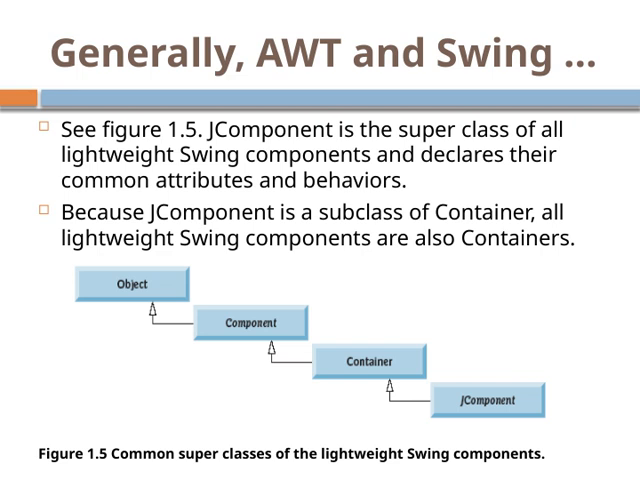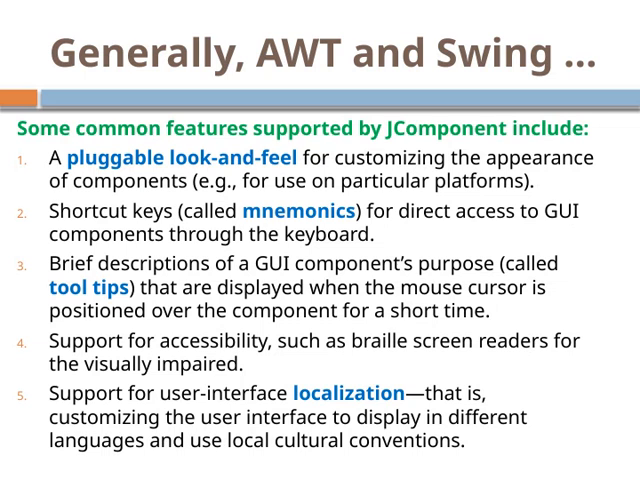Understanding this hierarchy is key because it highlights the flexibility and reusability of Swing components. They share a common foundation, which simplifies development and enhances consistency across the user interface. So, in the broader context of our presentation, recognizing how these classes relate helps us better understand how to build complex, yet manageable, GUIs in Java. Generally, AWT and Swing provide a rich set of features to create flexible and user-friendly interfaces.